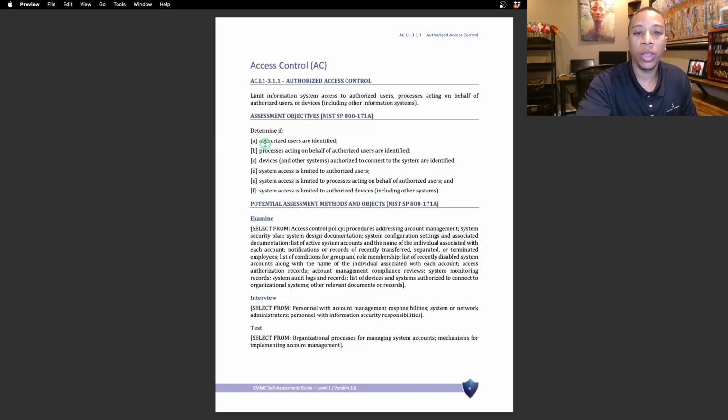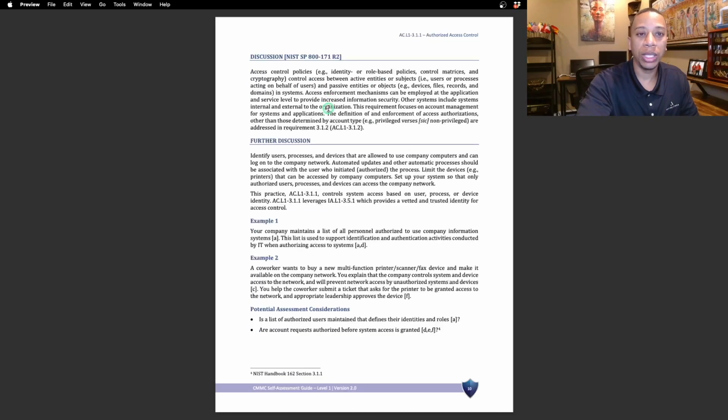So when we're saying your authorized users are identified, any of your authorized users, whether it's employees, contractors, partners, if they have access to that federal contract information, then they need to be identified. So we're going to walk through each of these assessment objectives. But keep in mind, if you are performing your self-assessment and you don't look at the assessment objectives, then you can't confidently say that you have met this practice.